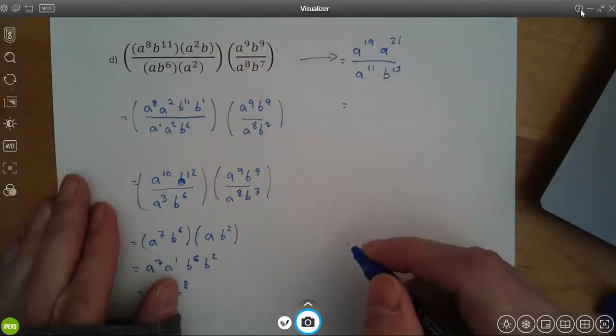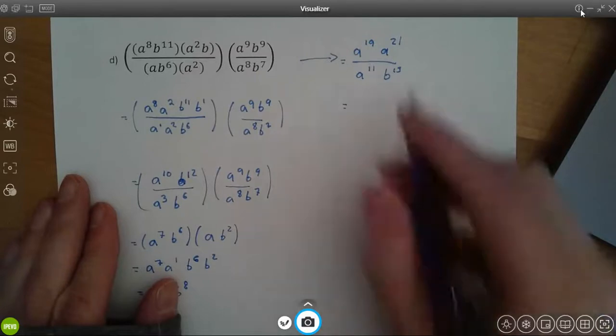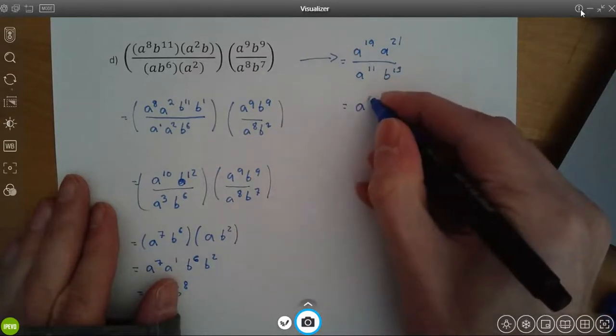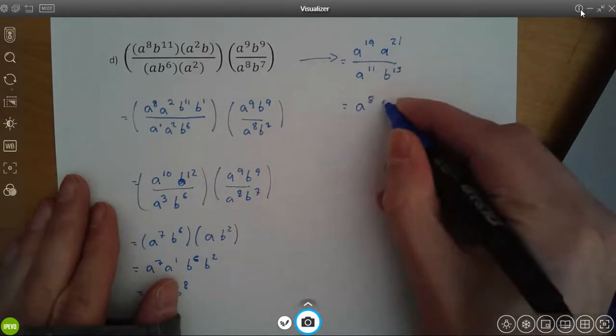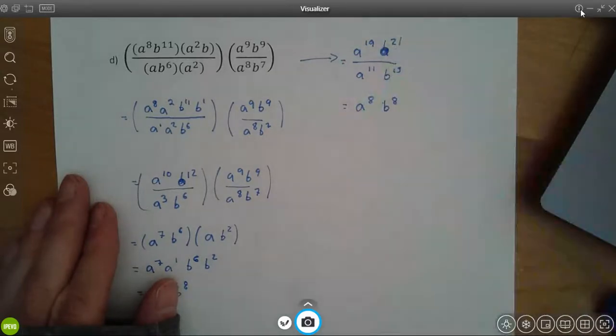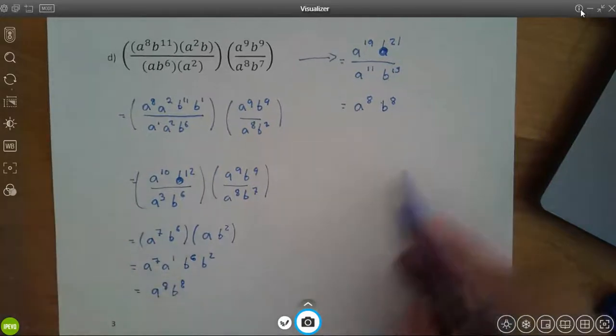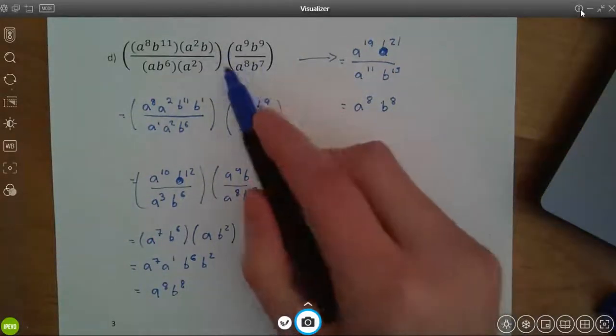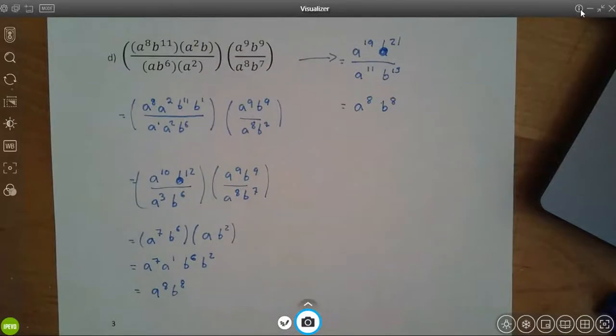And now again, if I'm dividing powers with the same base, I just subtract the exponents. So I'm left with 19 minus 11 is 8. 21 minus 13 is also 8. I don't know why I keep writing A instead of B. So it's a shortcut to get to the same place, just because when I'm multiplying, I think of that as all one big fraction together.